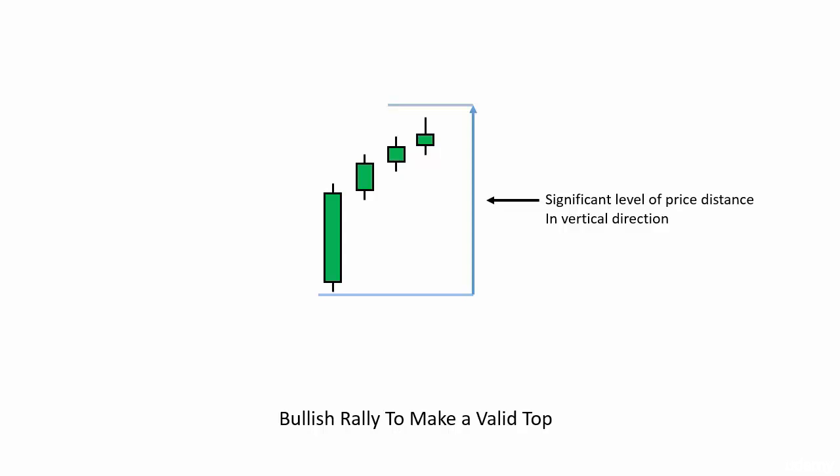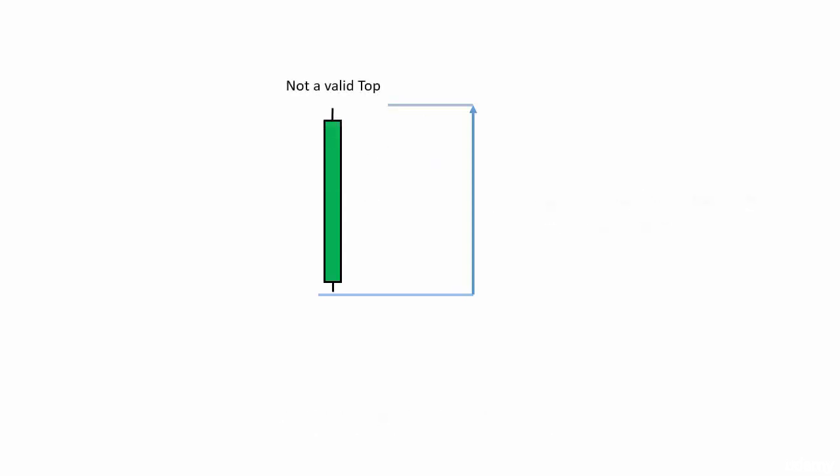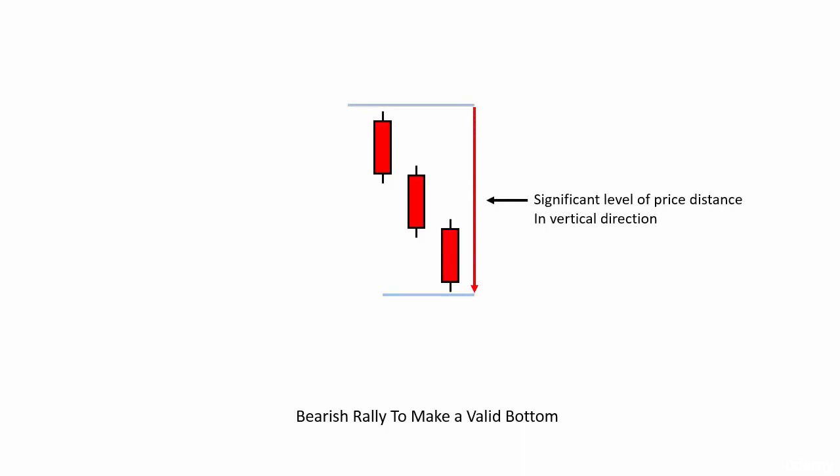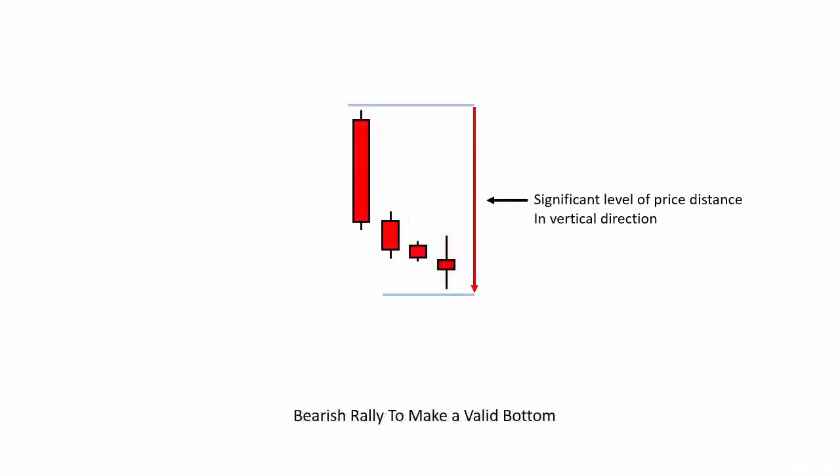But remember, we need at least 2 candlesticks to make a valid top. If a large candle alone appears with a significant level of price distance, then that does not mean we have a valid top. We must need at least 2 healthy bullish candlesticks to call something a valid top. And the same setting is applicable for bearish candles to make a valid bottom by going down for a significant level of price distance. The same distance can be achieved by even small and unhealthy candlesticks too. Still, it's a valid bottom, though this time we will need more candlesticks to form a valid bottom level.